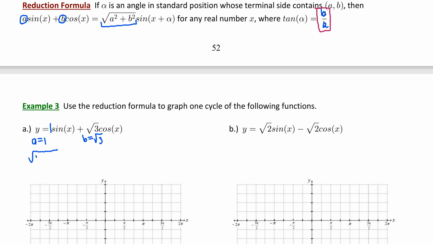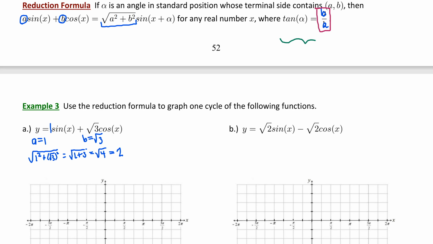The square root of A squared plus B squared is the square root of 1 squared plus the square root of 3 squared, or the square root of 1 plus 3. That simplifies very nicely to the square root of 4, or 2. So the amplitude of our reduced function is going to be 2.